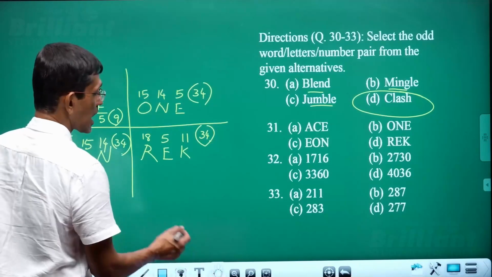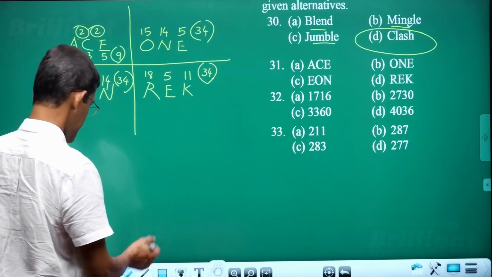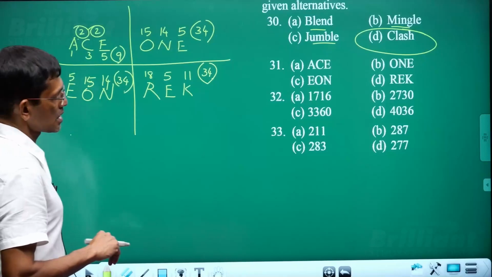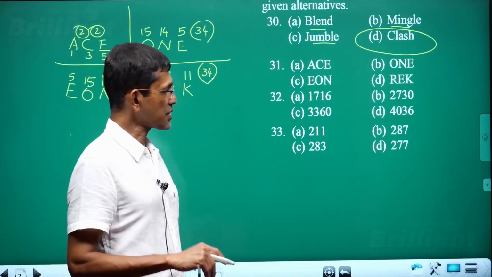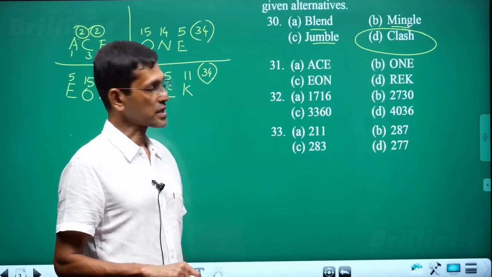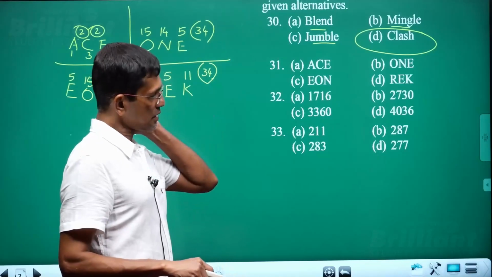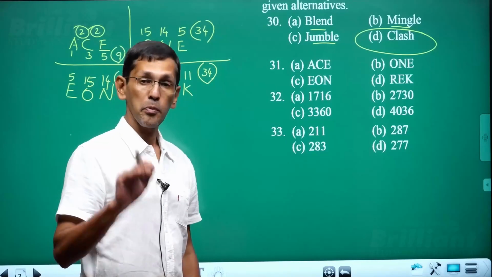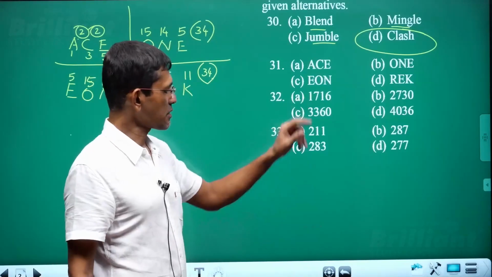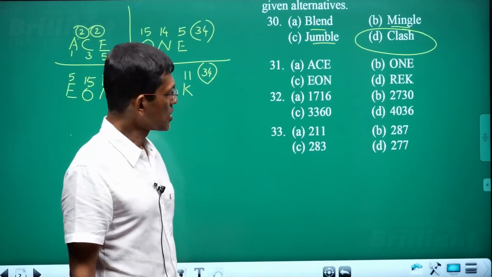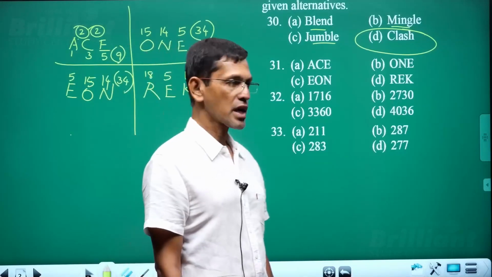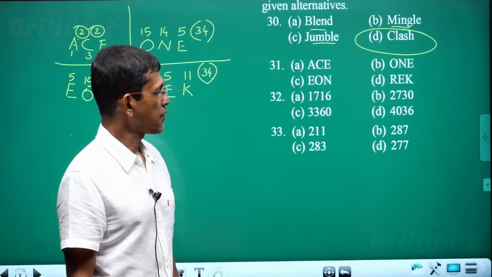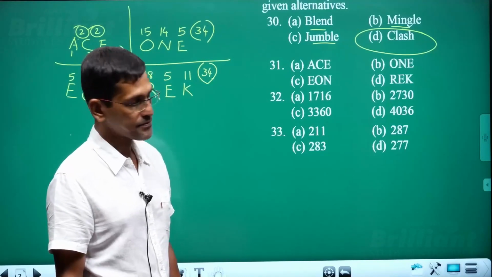Okay, so we have question 32. What is it? 1716, 2730, 3360, 4036. So 1716, what is that? If it is 1728, that's a perfect cube. But 1716 is not a perfect cube. 2730, it is not a perfect cube. 3360, no. 4036, no way.